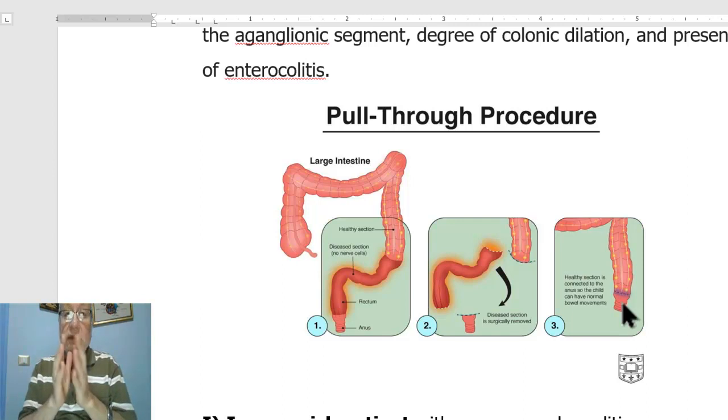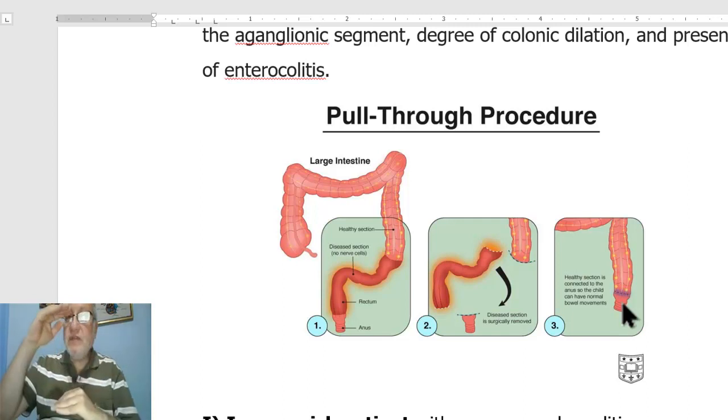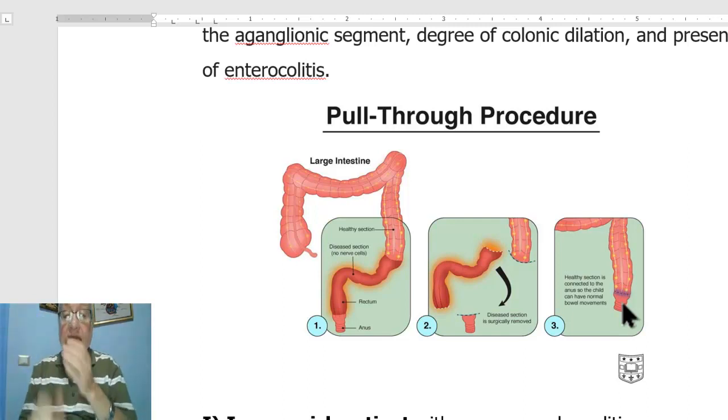The surgical options vary according to the age of the patient, the length of the aganglionic segment, the degree of dilatation of the proximal part of the colon, and the presence of enterocolitis. All these factors affect the option.